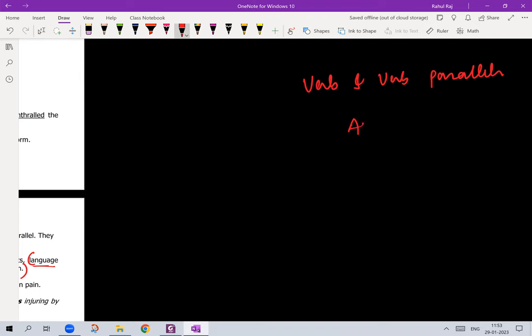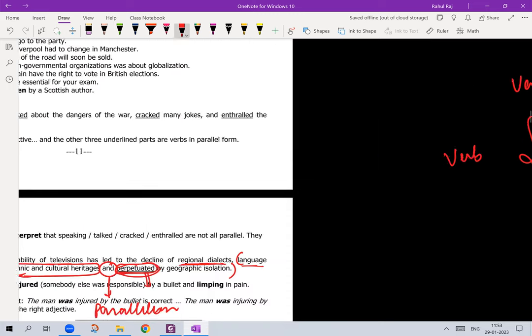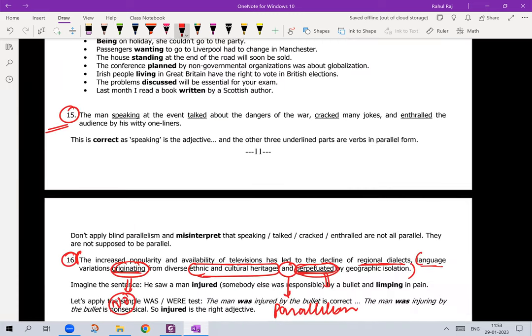So it says that if you're using and or but, and there's a verb on the left hand side, you should be using a verb on the right hand side. Simple logic of parallelism. That's it. Nothing else at all. So see here, the man is speaking at the event. Whenever I come down to this, is speaking, 100% I know ing forms alone are never a verb. So this is not a verb at all. If this is not a verb, it can be either an adjective or a noun.